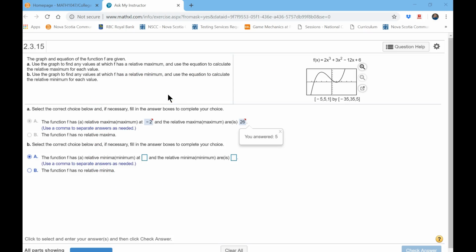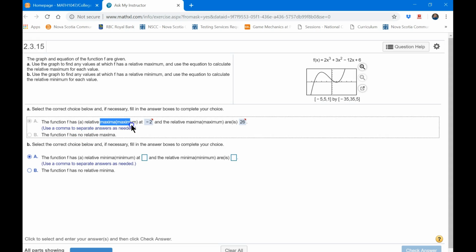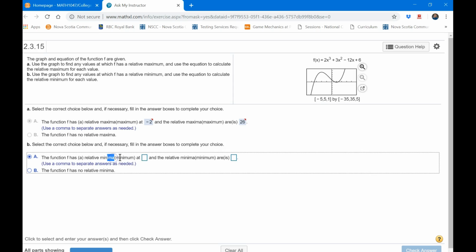We've got a lot of information being thrown at us, but basically we have to find the relative maxima, or maximum, and the relative minima, or minimum. So here's our graph, and we're given the function right here, 2x cubed plus 3x squared minus 12x plus 6, and we're also told the zoom here.